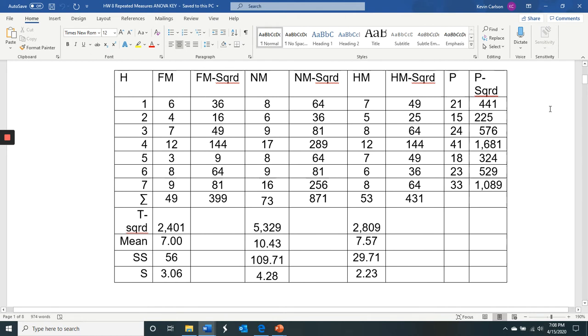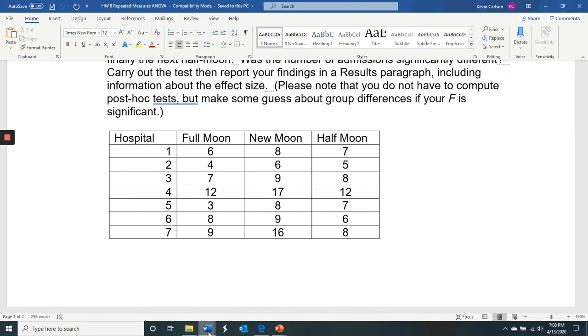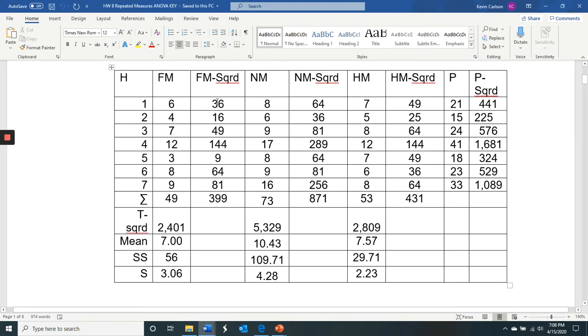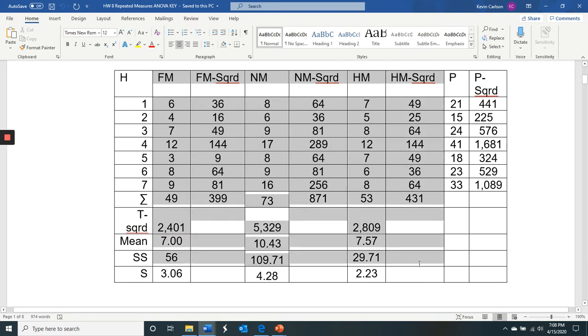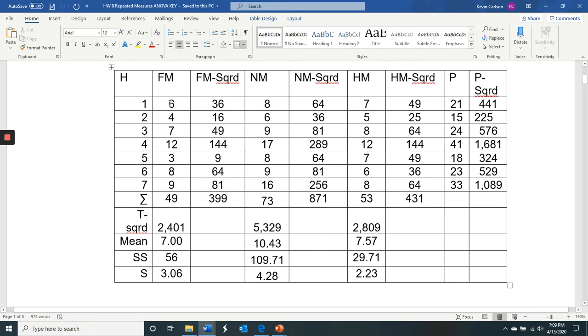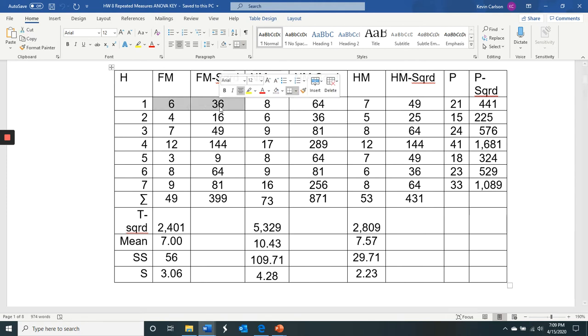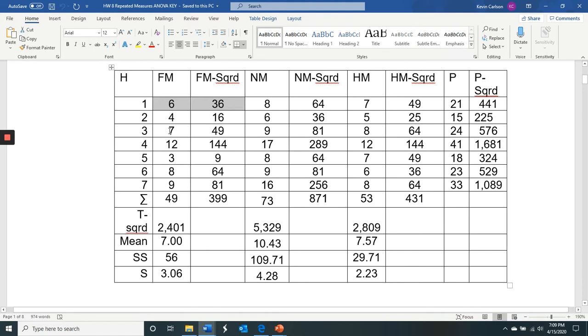So here's the worksheet. I've taken the raw data from here and I've done the worksheet. Again, this part of the worksheet is the same as what we did for the one-way ANOVA, so you're probably pretty familiar with this. The first step I basically do is set up a column where I'm squaring each of the scores. So 6 squared is 36, 7 squared is 49, etc.